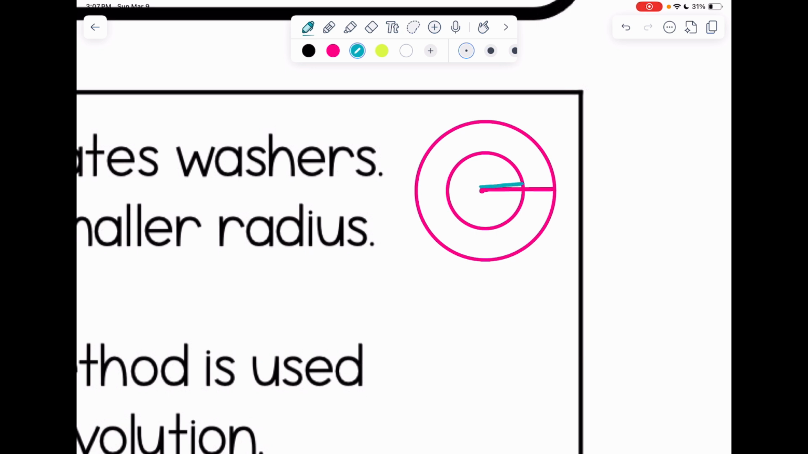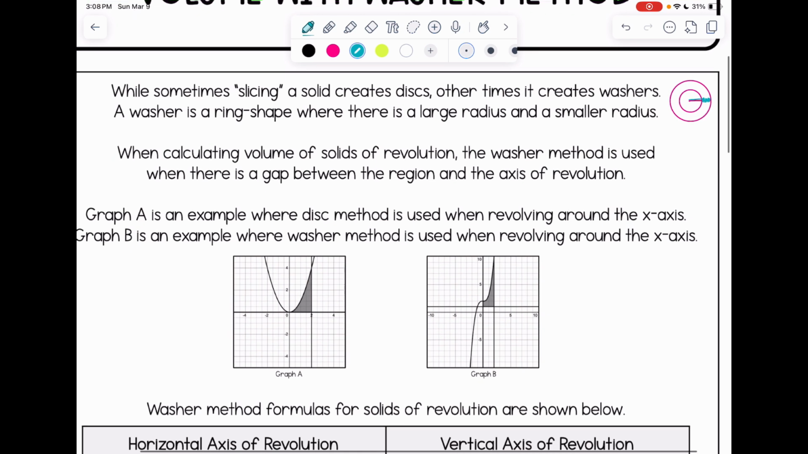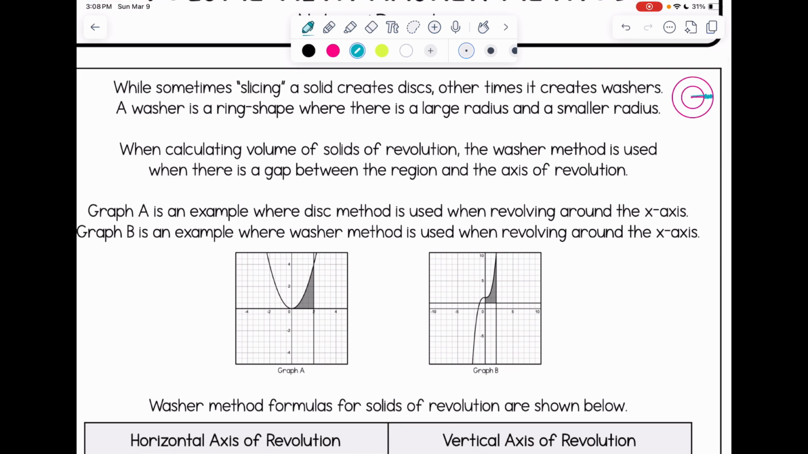What we're going to be doing in these problems is trying to find the distance in here, which is the difference between the big radius and the small radius. When calculating the volume of solids of revolution, the washer method is used when there is a gap between the region and the axis of revolution. On the AP exam, they don't generally tell you to use the disk method or the washer method. You just have to know which method is more appropriate based on whether or not there's a gap between the region and the axis of revolution.